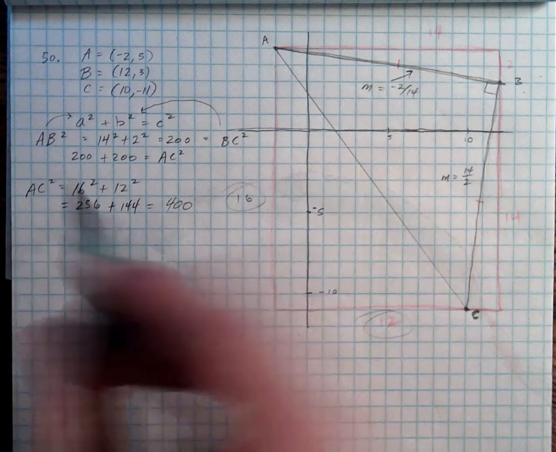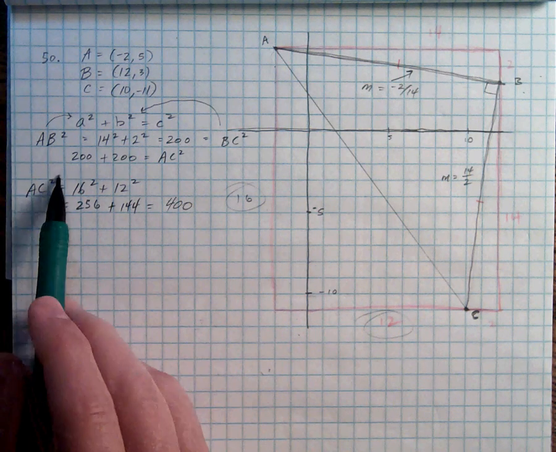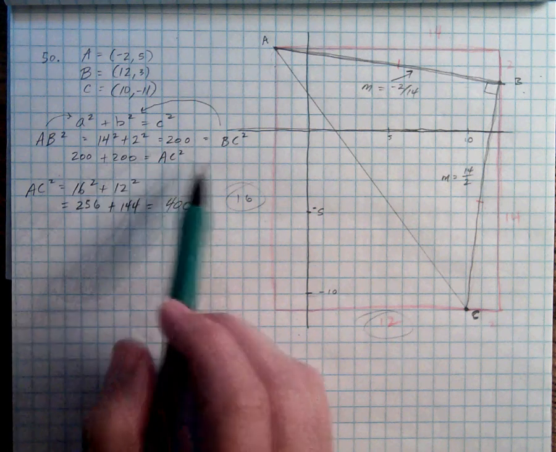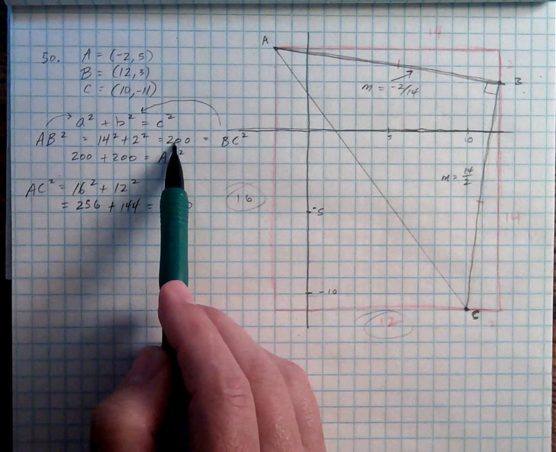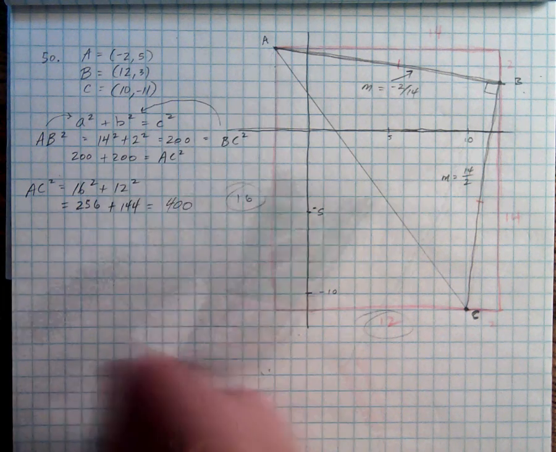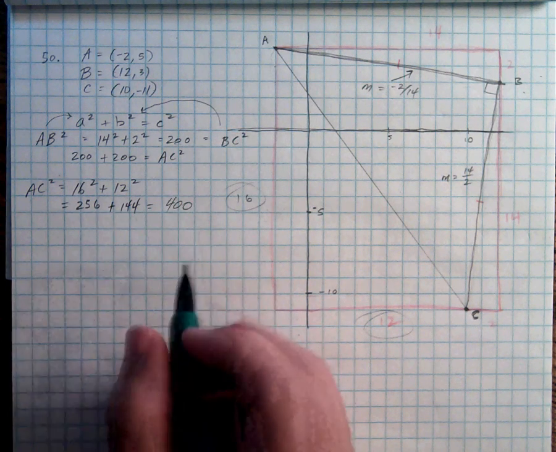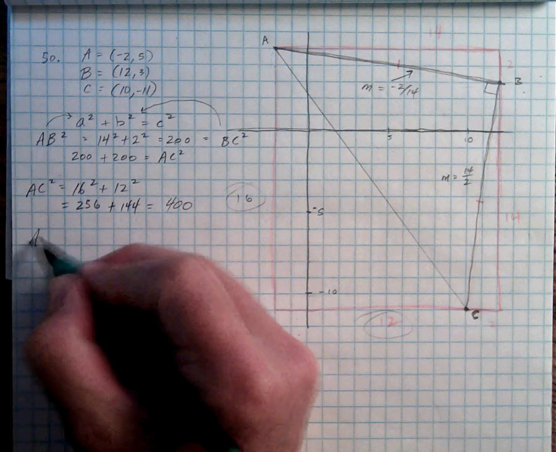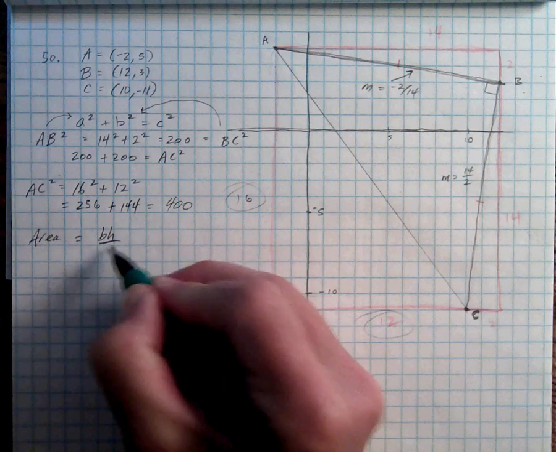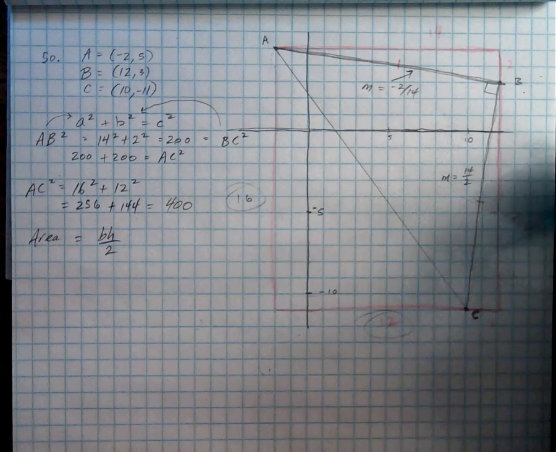Alright, so since we see that AC squared is the same as the two legs squared and added, 200 plus 200, then that's proof that triangle ABC is a right triangle. And now we're supposed to find the area of the triangle. So if you remember, the area of a triangle is equal to base times height divided by 2, right? So since it's a right triangle, it makes sense to let the legs be the base and height.